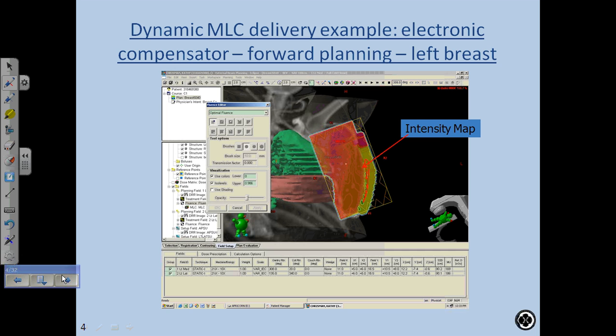Now, what works better, electronic compensator or field-in-field for breasts? I would say they're comparable. I would say that it depends on the level of talent of the dosimetrist. Okay? You can have a dosimetrist who's just perfected field-in-field, another one's perfected electronic compensator, and I would doubt that there's any difference between the two. Another thing to consider is that for electronic compensator, there's a lot more segments, so the MLCs will be used a lot more than field-in-field. Field-in-field, we typically have three fields, so there's three segments. Okay. So the MLC works a lot harder for electronic compensator.